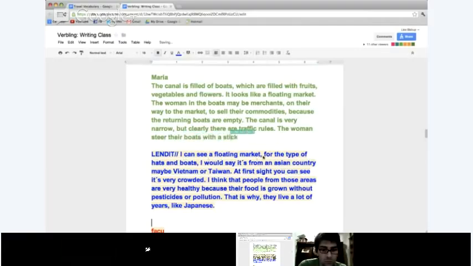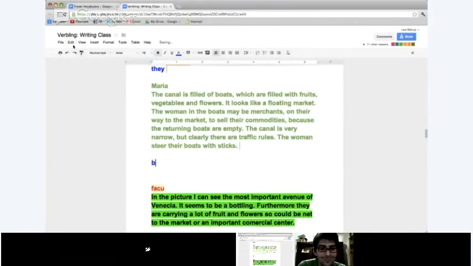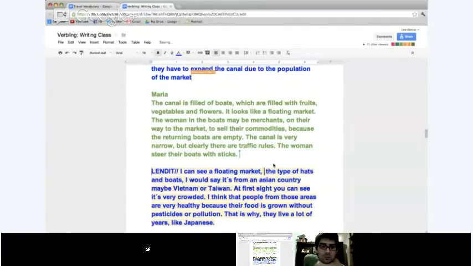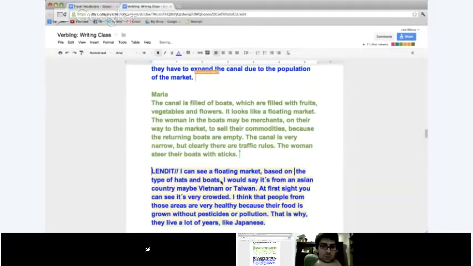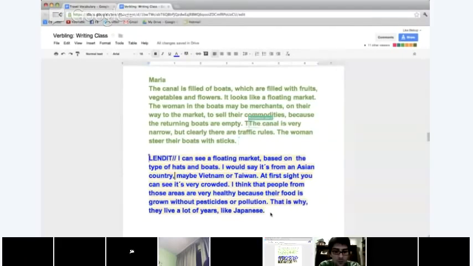Okay. I can see a floating market, and I would say, hold on. Control Z. There. Okay. I would say here, I can see a floating market based on the type of hats and boats, period. I would say it's from an Asian, and capitalize the A, an Asian country, maybe Vietnam or Taiwan. At first sight, you can see it's very crowded. I think that people from those areas are very healthy because their food is grown without pesticides or pollution. That is why they live a lot of years like the Japanese.